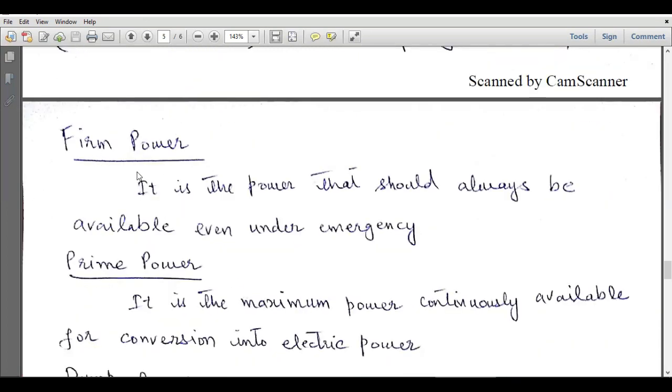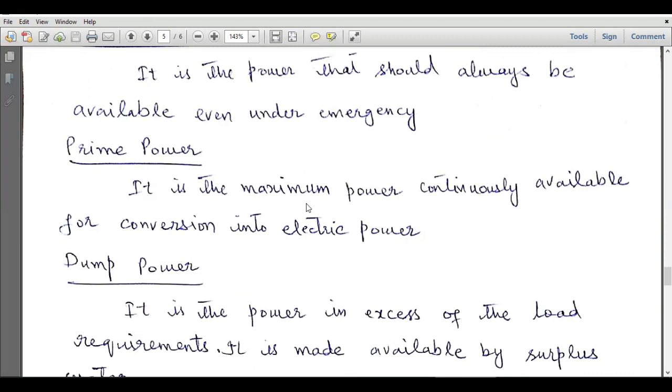Another term is called firm power, and it is defined as the power that should always be available even under emergency. Prime power is the maximum power continuously available for conversion into electric power. So these are the resources which are available to us, and we can readily convert these resources to generate electrical energy. For example, if we have excess water storage or if we have excess biomass storage, then the prime power will actually be the maximum power which can be generated by these storages.